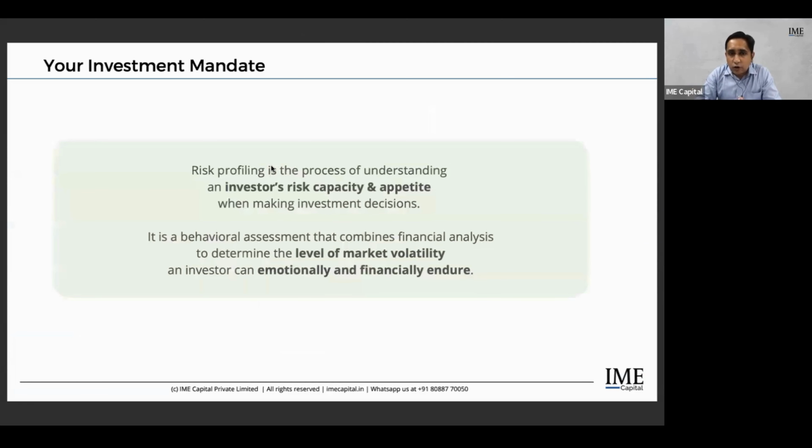Now, just to understand what your risk profile is, risk profiling is basically the process of understanding an investor's risk capacity and appetite when making investment decisions. It's a behavioral assessment that combines financial analysis to determine the level of market volatility an investor can emotionally and financially endure.